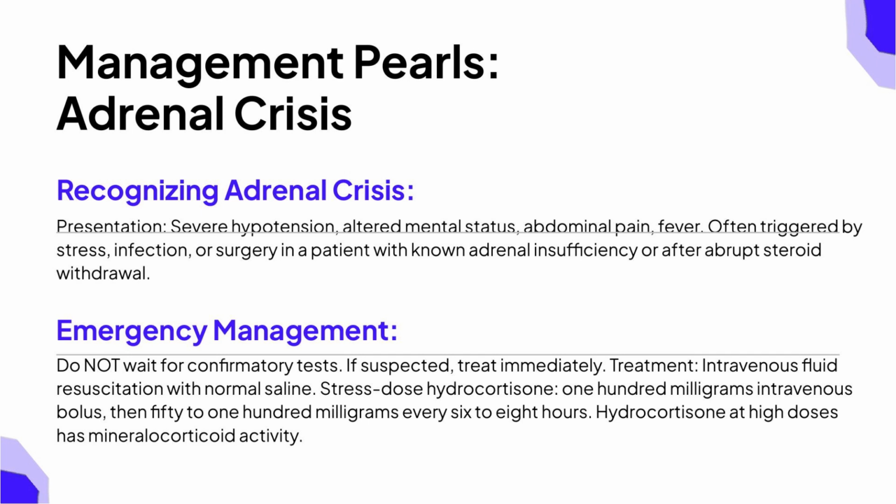The critical test-taking point is this: if you suspect adrenal crisis, you treat first and confirm later. Do not wait for lab results. Give intravenous fluids and stress-dose steroids immediately. Hydrocortisone is the drug of choice because at high doses it provides both glucocorticoid and mineralocorticoid coverage. You give 100 milligrams as a bolus, then continue with 50 to 100 milligrams every 6 to 8 hours. This treat-first principle is a common theme in emergency management questions.